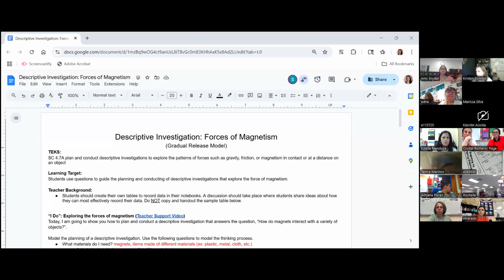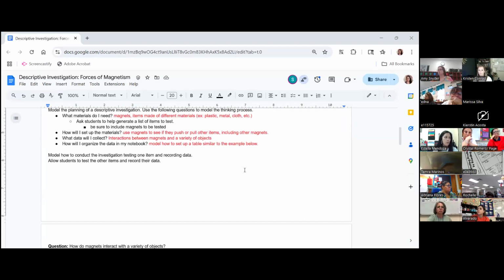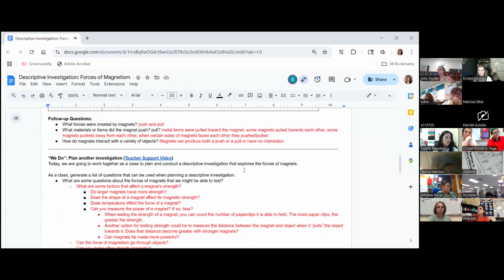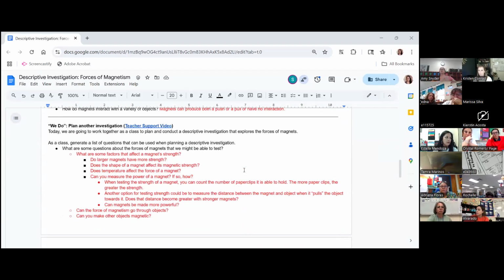So you'll have your students support you in generating a list of questions that they could investigate around the idea of magnetism. And so in the descriptive investigation script over here, you see me scrolling down to the we do section. We have generated a list for you of some of the questions that could possibly come up, but you definitely want to take their lead, okay? So when you're generating the list of questions that they're providing you with, you want to pick one of the questions they come up with.